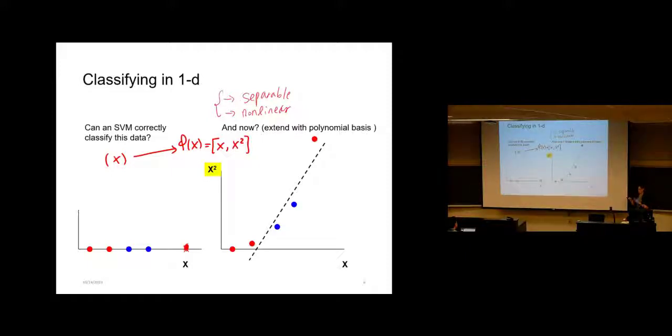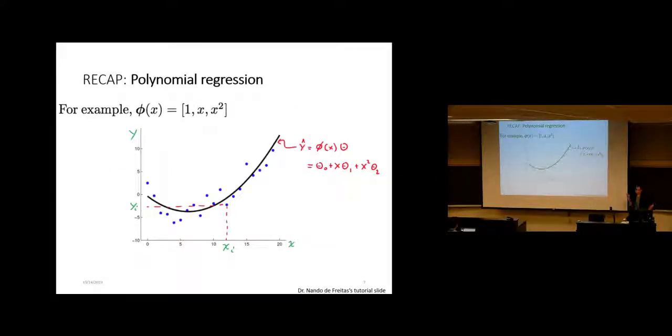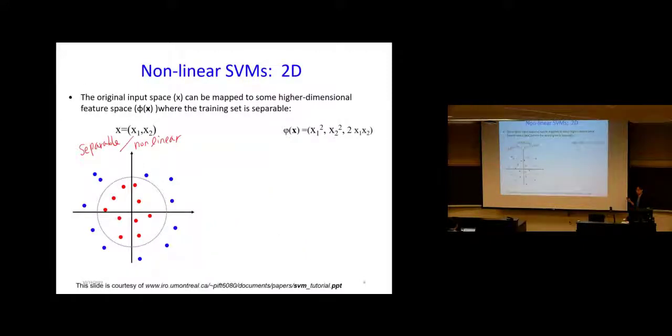We can totally separate two classes using actually it's equivalent to a nonlinear line in the original space, but actually it's a linear line in the phi x space. So this is almost the same trick we had before. Extend linear regression into polynomial regression just by extending x into phi x.